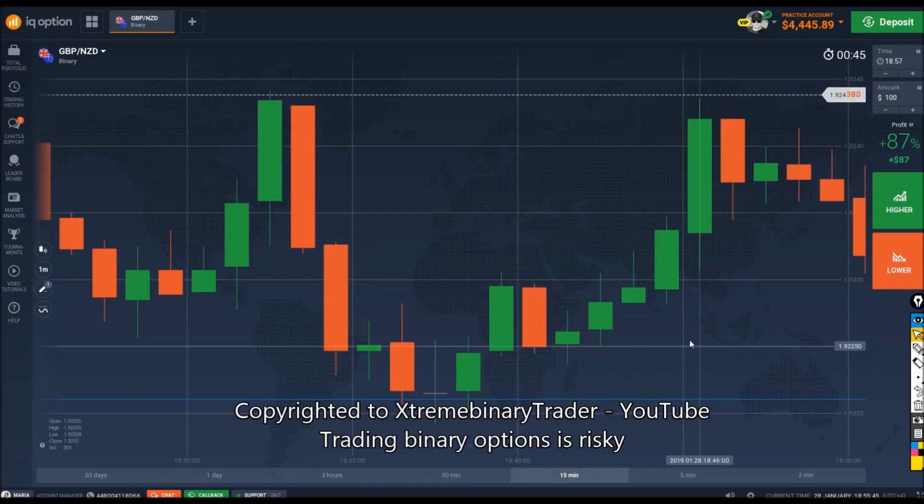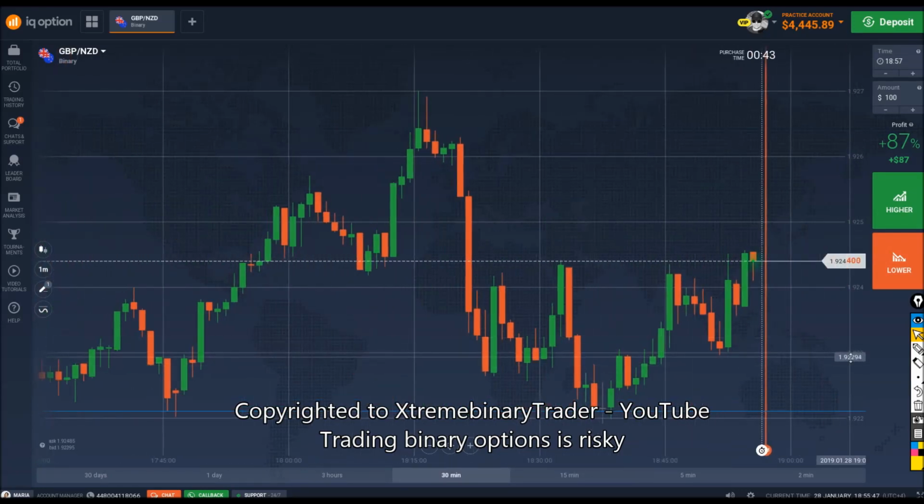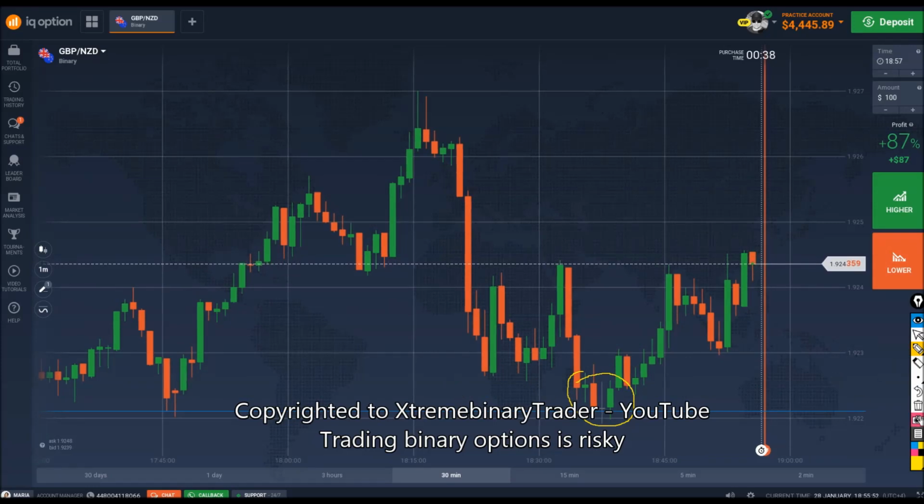Now, why did it fail? Because you are not using common sense. This is actually still a support level here. We have held this level as a support. The support here is like that.